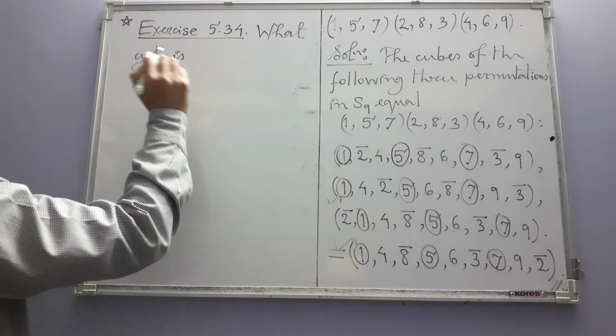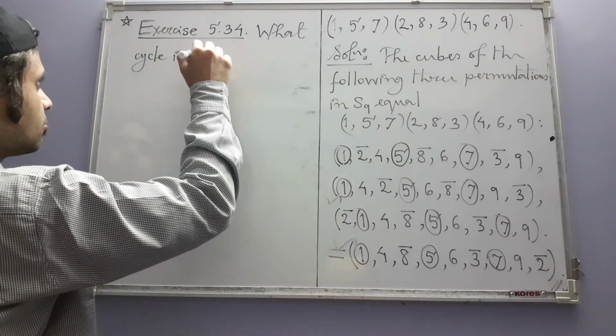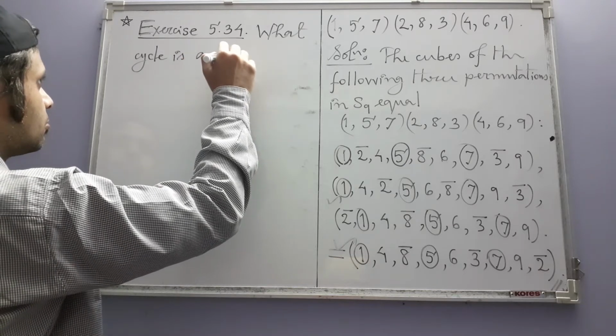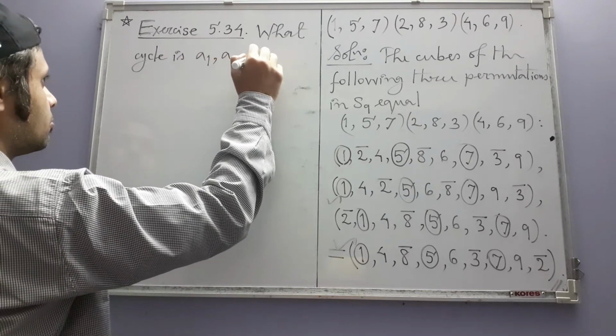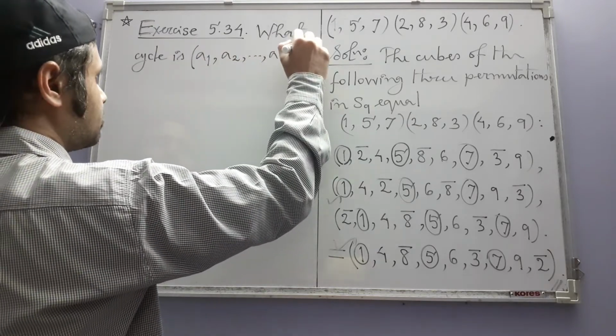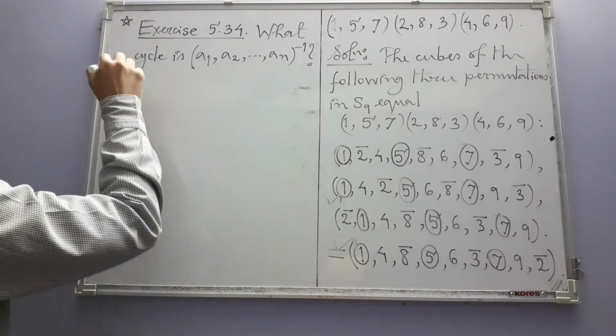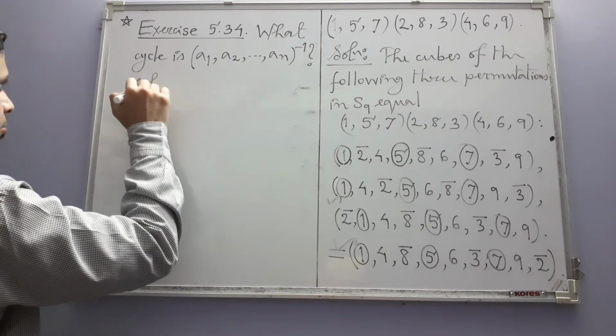Next, what cycle is this thing? The inverse of this n cycle. The answer is pretty easy, and this one is immediate.